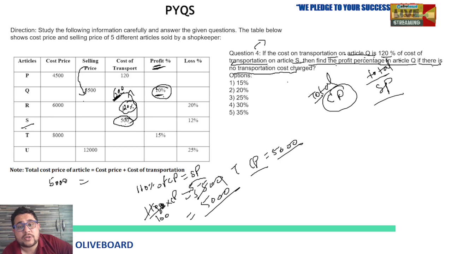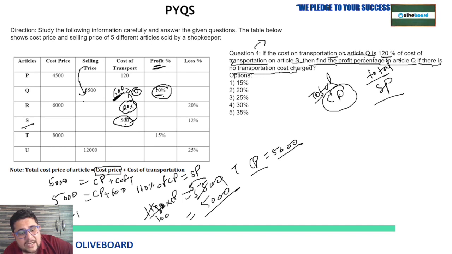Now they are asking to find out the profit percent if there is no transportation cost charged. No transportation cost charge means this 600 will become 0. But for that we must know the cost price. Cost price plus 600 equal to 5,000. So only the cost price here is 5,000 minus 600, which means 4,400.